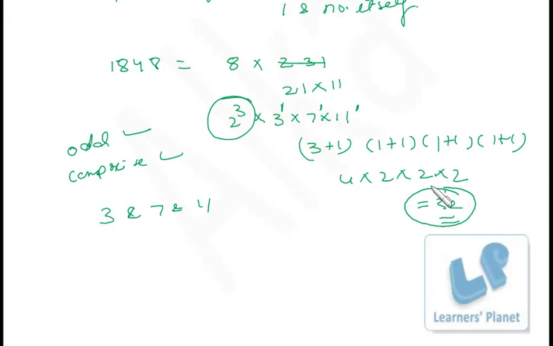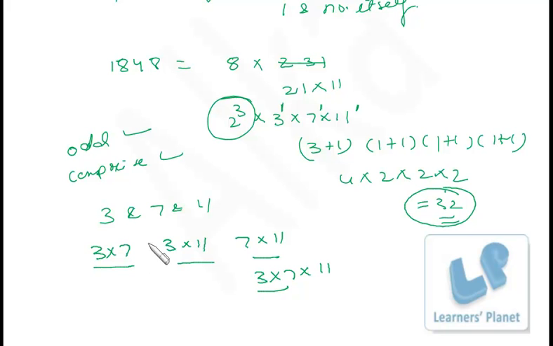Now 3 itself, 7 itself and 11 itself are not composite, all of them are prime numbers. But 3 into 7 is an odd number and composite number. Similarly 3 into 11, odd and composite; 7 into 11, odd and composite; 3 into 7 into 11, odd and composite. So we just have 4 combinations where the numbers are odd as well as composite.